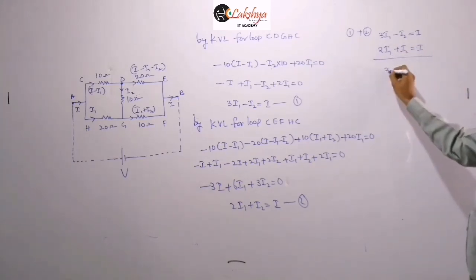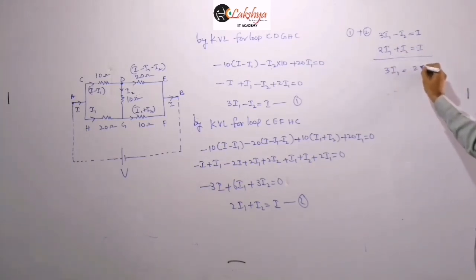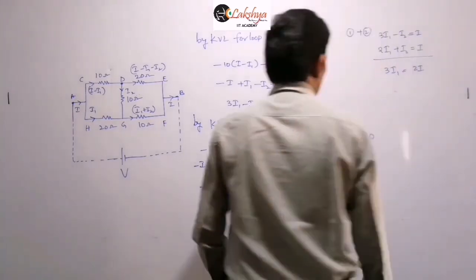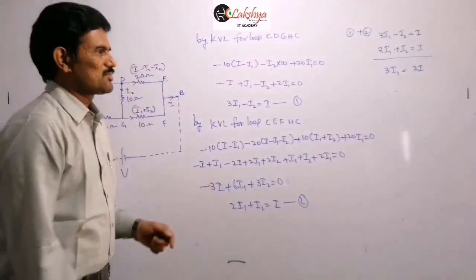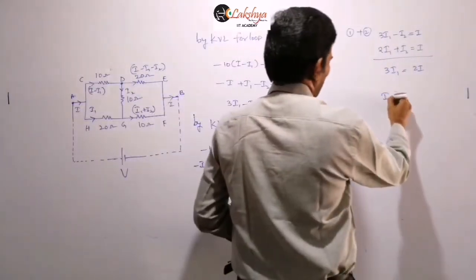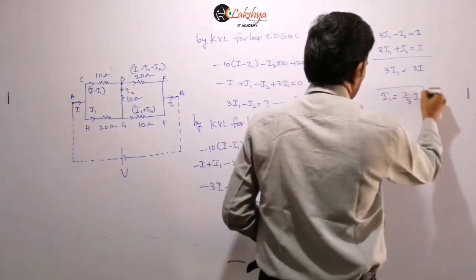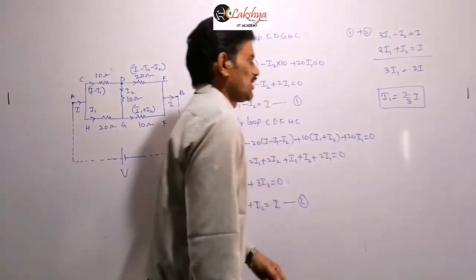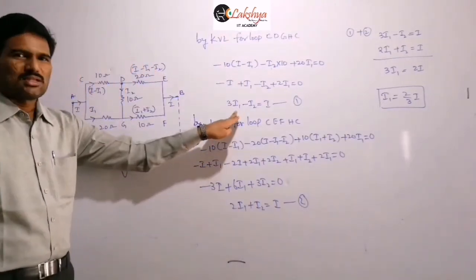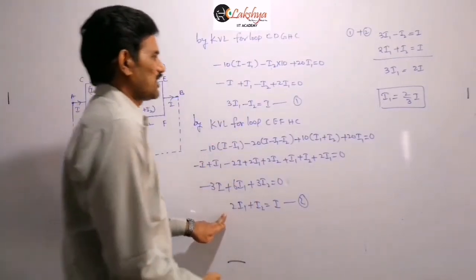And so 3I1 is equal to 2I, we can write. So now we are getting this I1 value in terms of I. Then this I1 is equal to 2 by 3I, I can write. So this is our I1 value. Now by substituting the I1 value in either of these equations, you can find the I2 value.